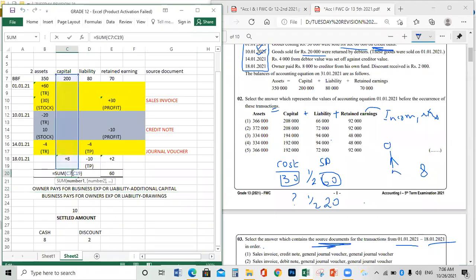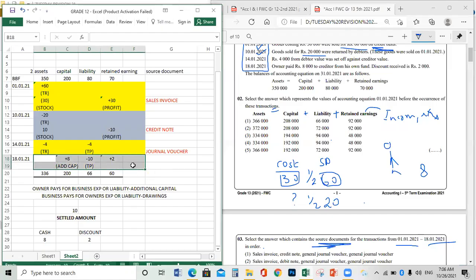Owner brings additional capital. How much? Owner is bringing additional capital 8,000. So if the owner is bringing additional capital 8,000, your capital will increase by 8,000.